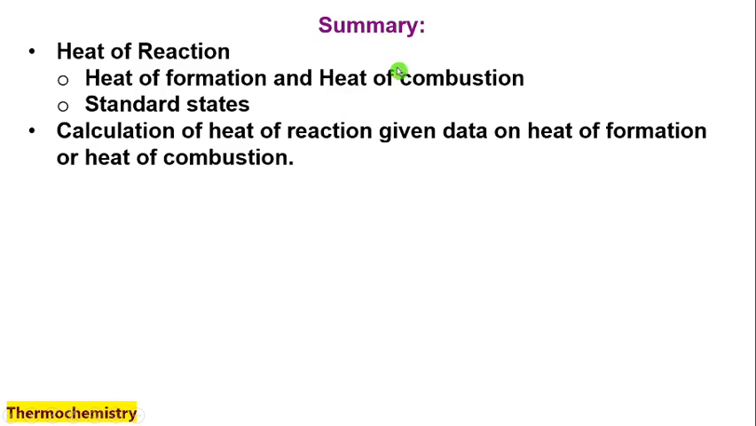In summary, what did we learn here? We have learned heat of reaction, that there are two main types, heat of formation and heat of combustion. We have also learned standard states and how they are useful in evaluating the standard heat of formation or combustion of some other reaction given one information. So we have solved a numerical on calculation of heat of reaction given the data on heat of formation or heat of combustion.